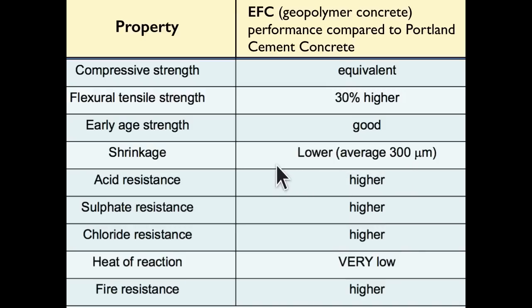So these are results from regular production, not from just a small pilot in the lab. Acid resistance, this is one of the properties of geopolymer cement, very high. Sulfate resistance, very high. They just write higher, but for me it is very high. Chloride resistance, very high. Heat of reaction very low, and fire resistance very high.